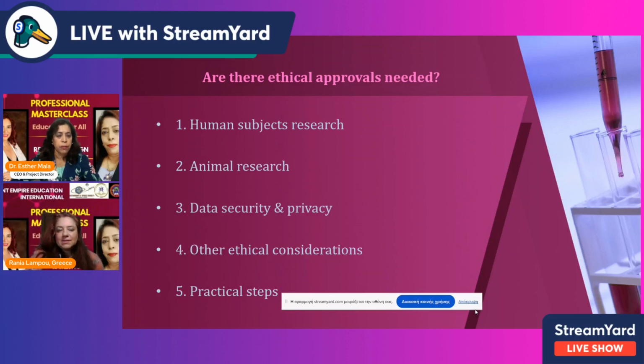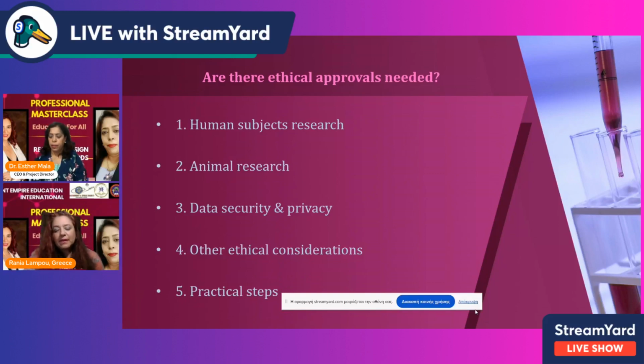check for an institutional review board or ethics committee approval. This is required if you collect data directly from people, through surveys or interviews, if you use identifiable personal data, or if you conduct clinical trials or behavioral studies. Informed consent must be obtained from participants. Privacy and confidentiality must be ensured. Risk to participants must be minimized.